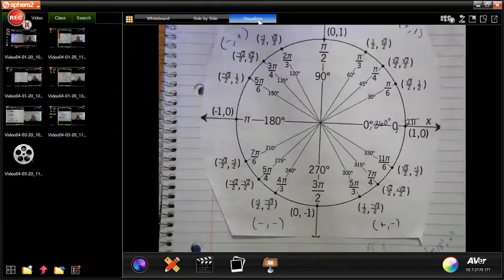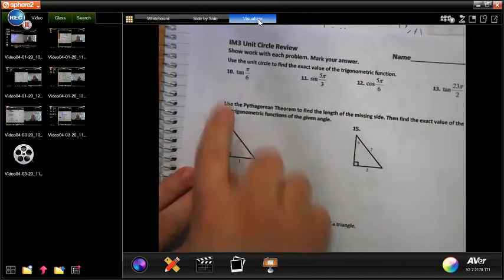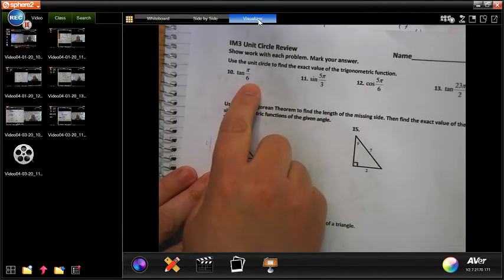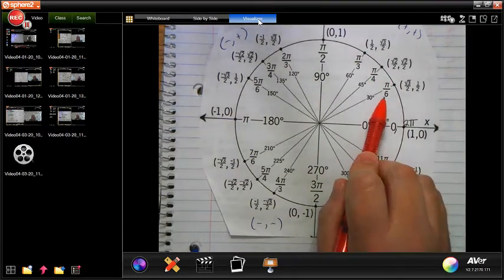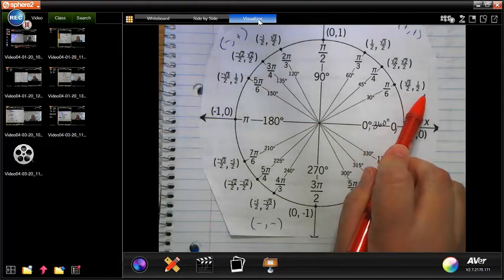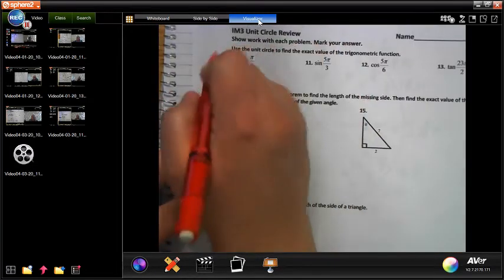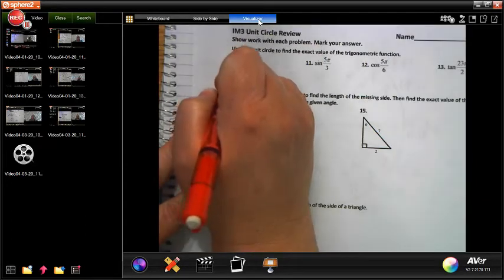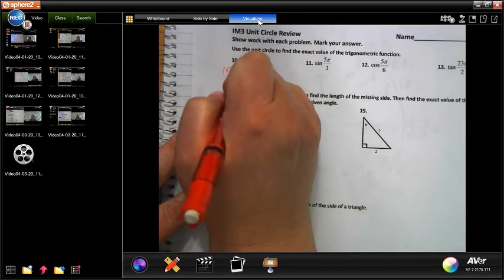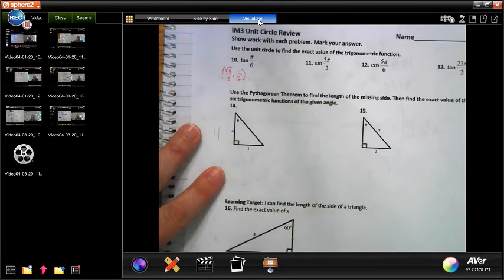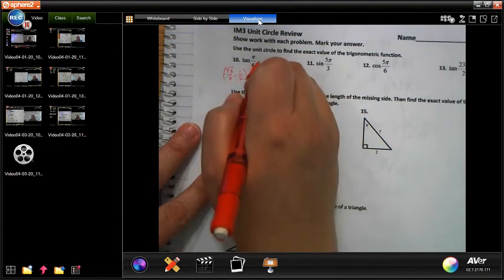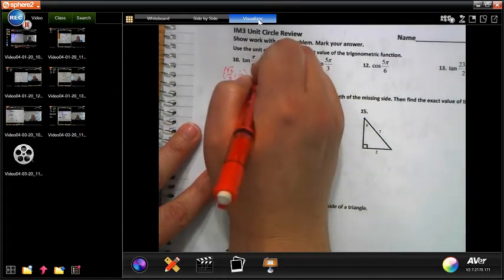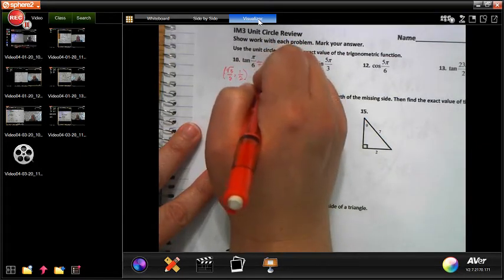So here is my unit circle, and the problem is tangent of pi over 6. Tangent pi over 6. So I find pi over 6 is right here. Tangent is going to use this. So I have radical 3 over 2 comma half. Tangent, from the previous notes, or what I did on the other side, is y over x. So that is 1 over 2 over radical 3 over 2.